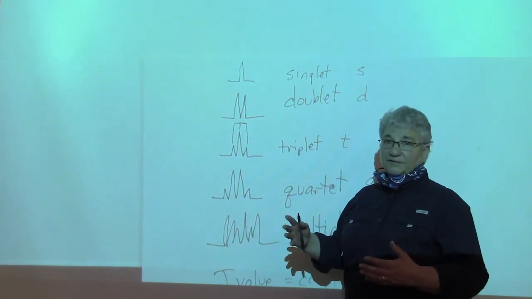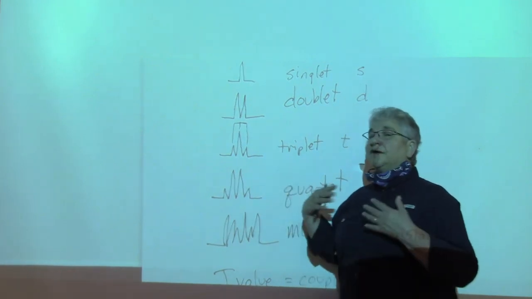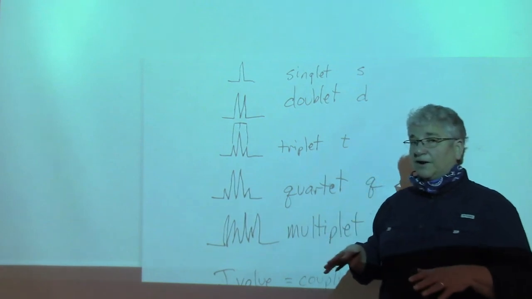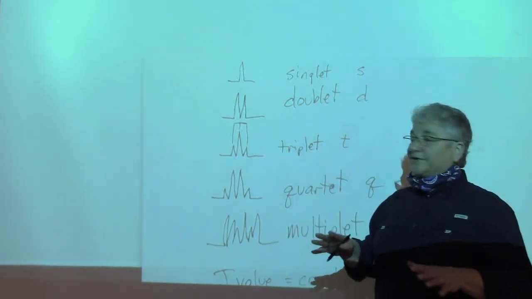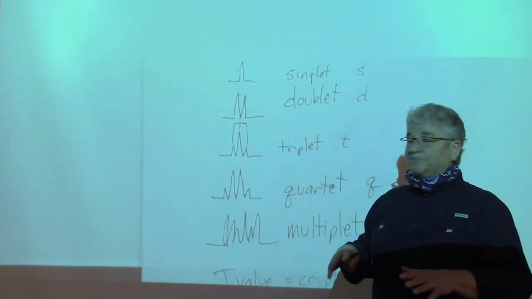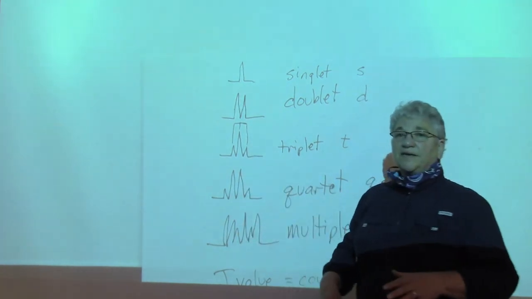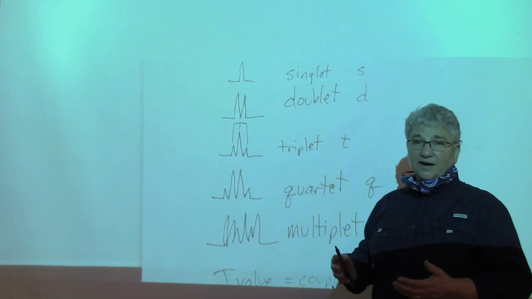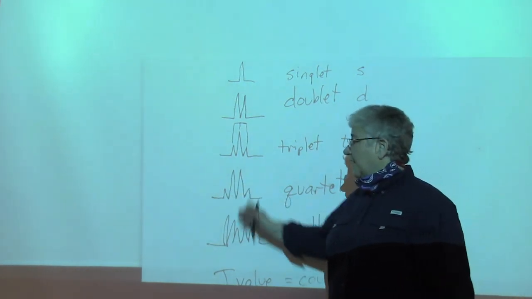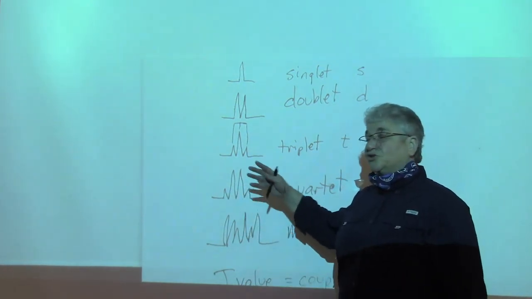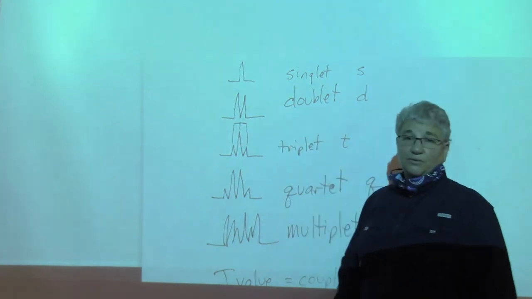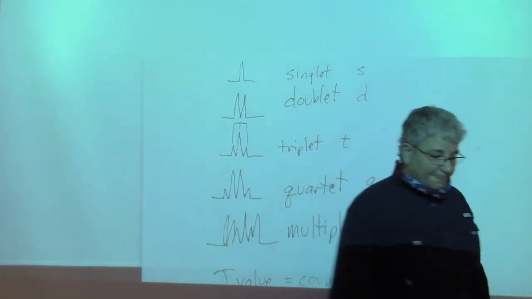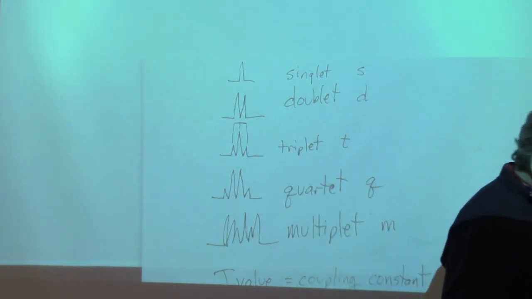That's a quartet, right? So in Organic 1 and Organic 2, we are not going to look at J values. We're not even going to worry about what they mean, but just know that they help you recognize whether peaks are overlapping or whether they are truly a quartet or a triplet or a doublet. Okay? So those are our J values.